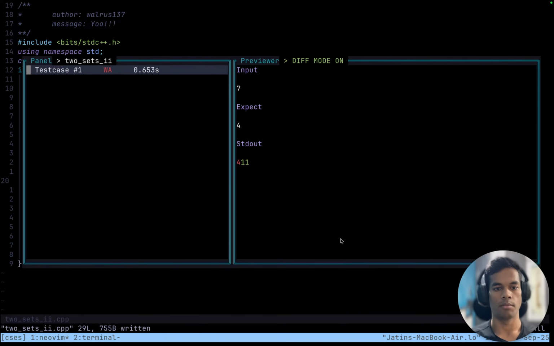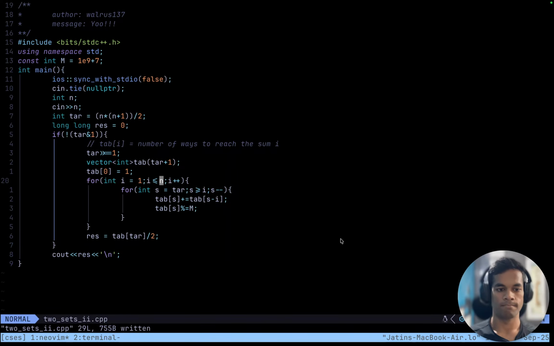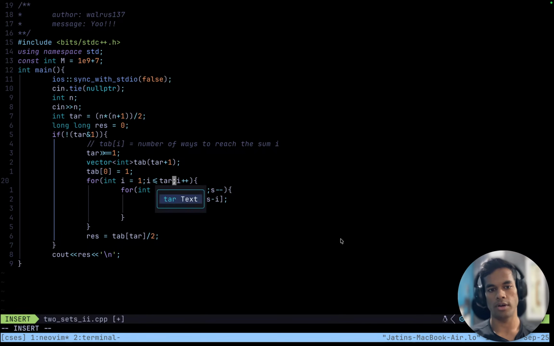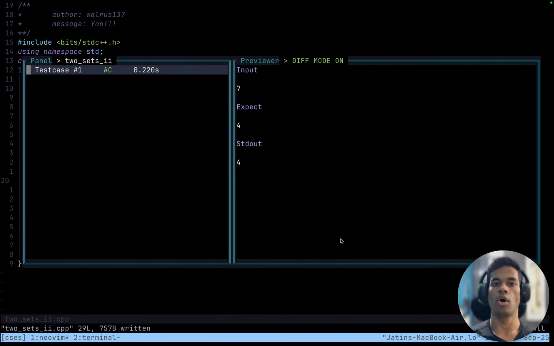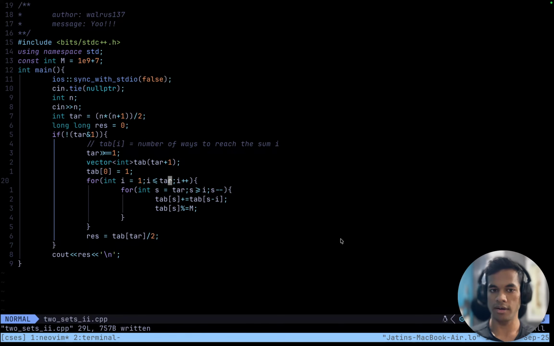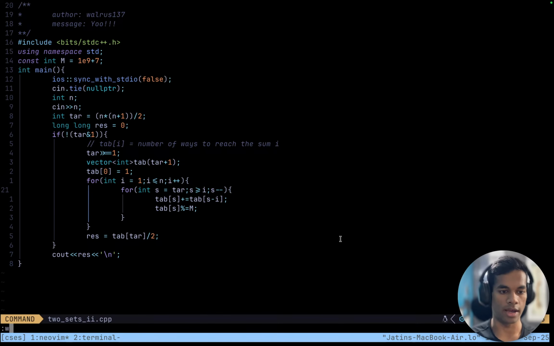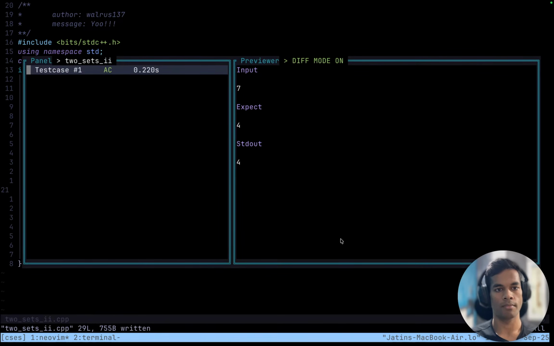My bad. Because we can use all the coins. But it's still, if we were not using, that makes sense, because target is greater than n. That is why we got a higher answer. Cool.